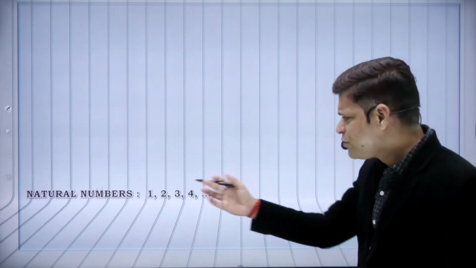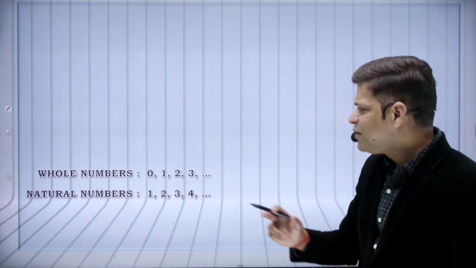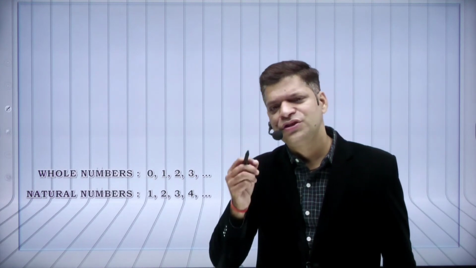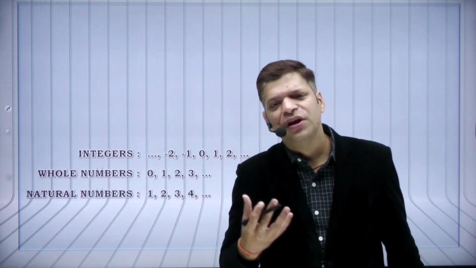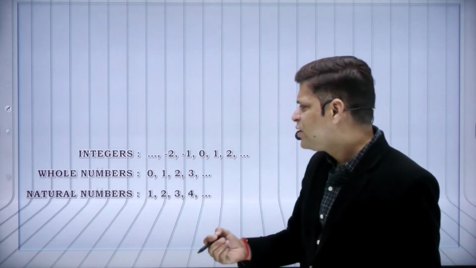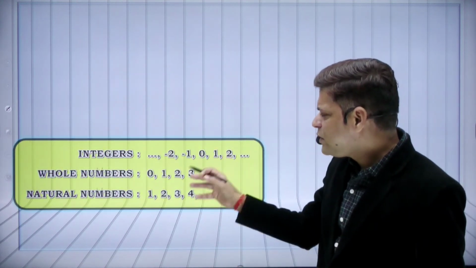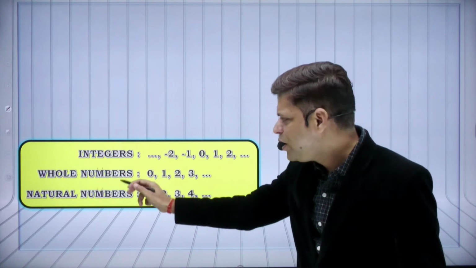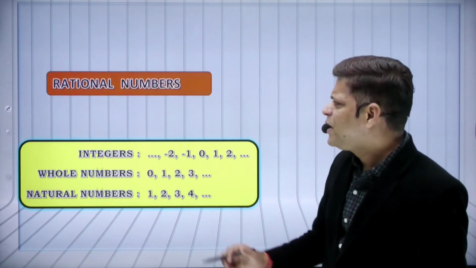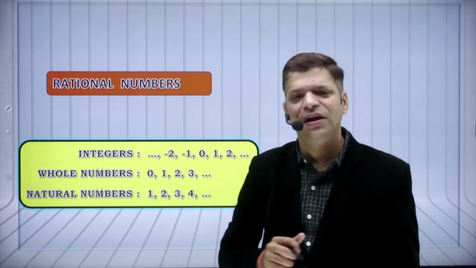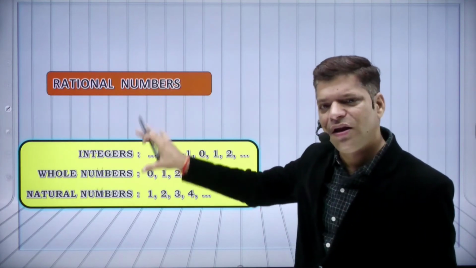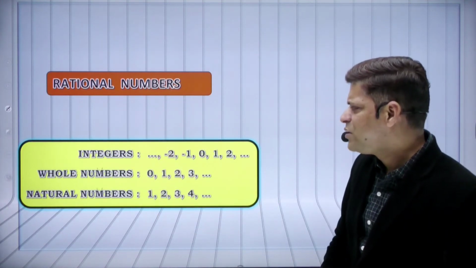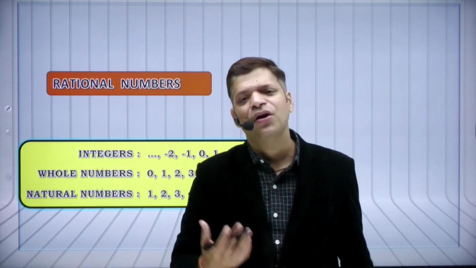Now, first we discussed natural numbers 1, 2, 3, 4 and so on, second whole numbers in which we include 0, and third integers in which we also include the negatives of natural numbers. All three, natural numbers, whole numbers and integers, are categorized as rational numbers. So whenever we discuss a rational number, it may be an integer, a whole number or a natural number.